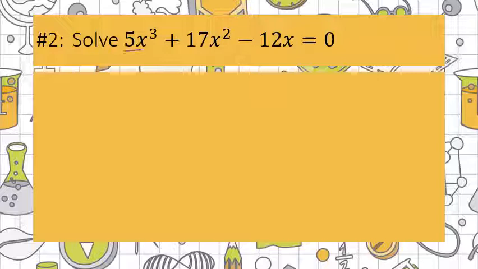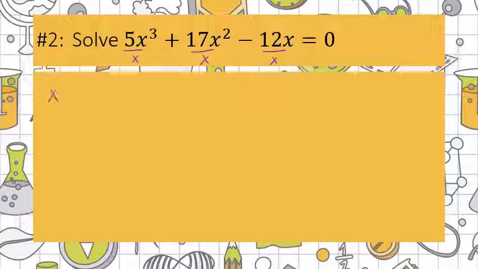I'm going to take every term and divide by x. The reason I'm not dividing by a number is because if I look at 5, 17, and 12, those numbers don't have anything in common. There's nothing that I could divide out of all three other than 1, which doesn't really get us anywhere.